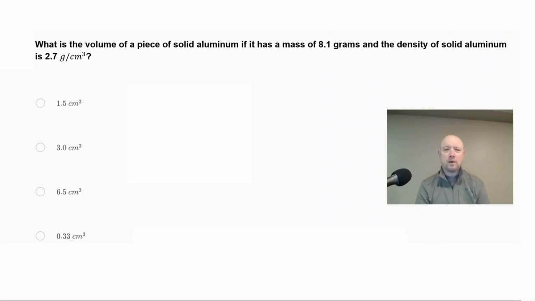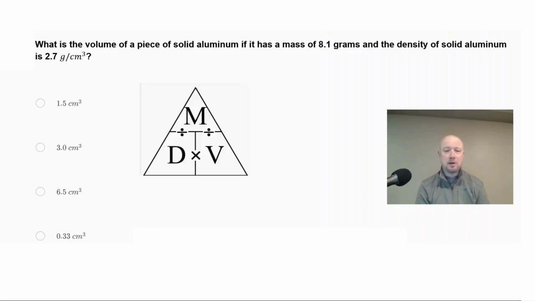Problem 1. What is the volume of a piece of solid aluminum if it has a mass of 8.1 grams and the density of solid aluminum is 2.7 grams per centimeter cubed? In this problem, we're dealing with a mass, density, volume problem. So we're going to use this visual, the mass volume density triangle, which gives us the operations that we're going to need in order to make this calculation.